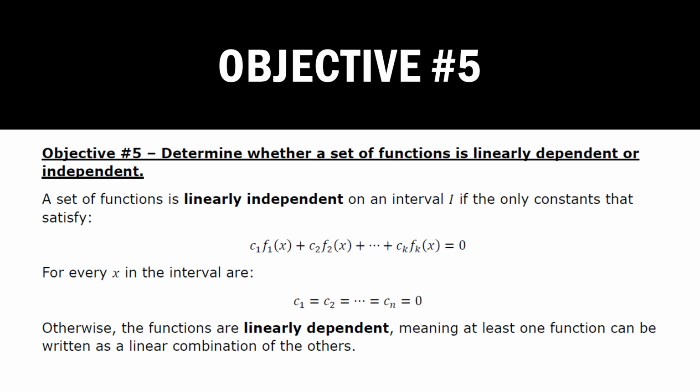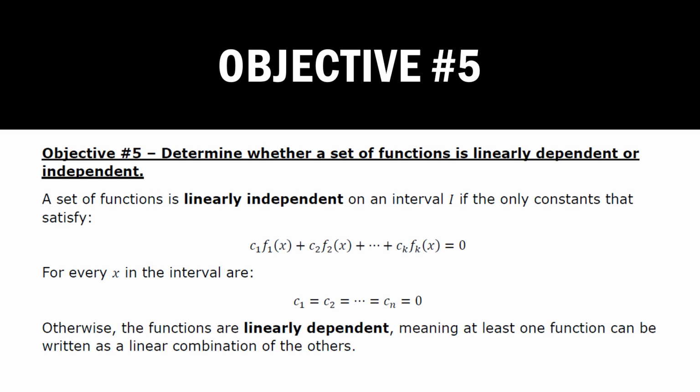Objective number 5: determine whether a set of functions is linearly dependent or independent. A set of functions is linearly independent on an interval I if the only constants that satisfy c sub 1 f sub 1 of x plus c sub 2 f sub 2 of x, all the way down to c sub k f sub k of x equals 0 for every x on the interval are when all of your constants equal 0. Otherwise, it would be linearly dependent, meaning at least one function can be written as a linear combination of the others.